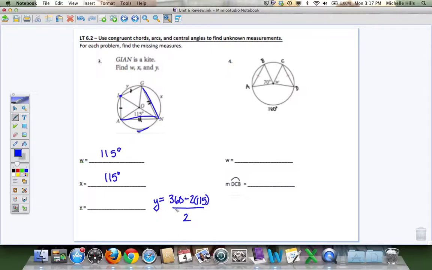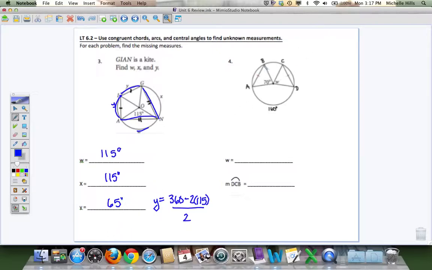I'm just not saying 360 minus 230, because where'd that 230 come from? Oh, I had two 115 degree angles, subtract that from the 360, and then divide by 2, because this would also have a measure of Y. So I only want one of those. When I do that, I end up with Y is 65 degrees.